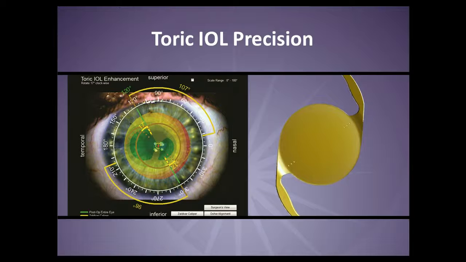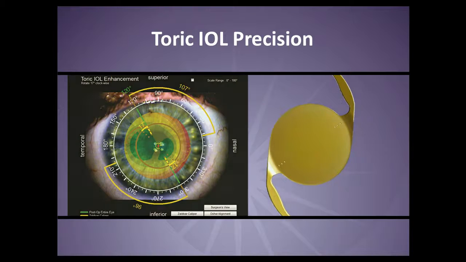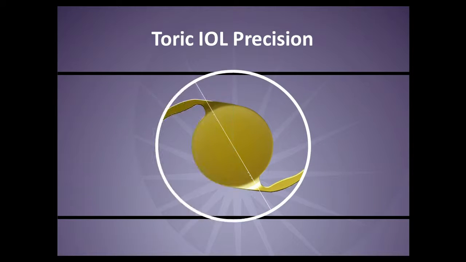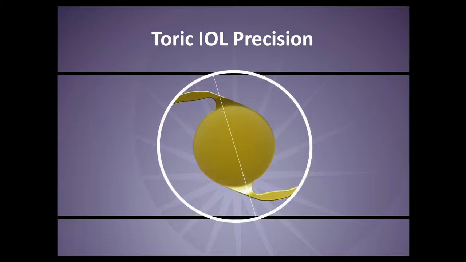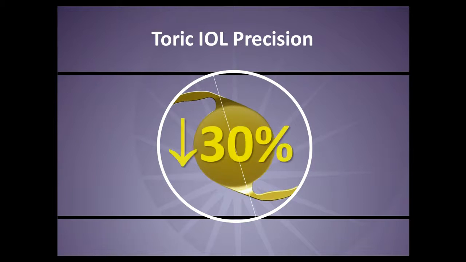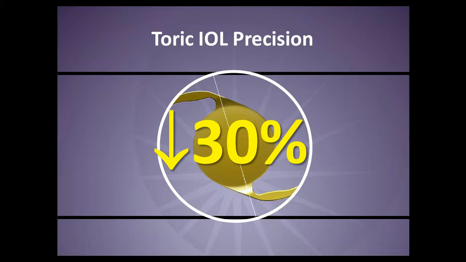Precision in Toric IOLs is the key to successful outcomes. Precision with calculating the axis of placement and the power, and then precision with achieving that axis in surgery. For every 1 degree misalignment, the patient loses 3% of the power of the lens. So a 10-degree misalignment will mean a loss of 30% of the correction. Precision is vital. Let's look at the tools available with the iTrace for Toric IOL surgeons.